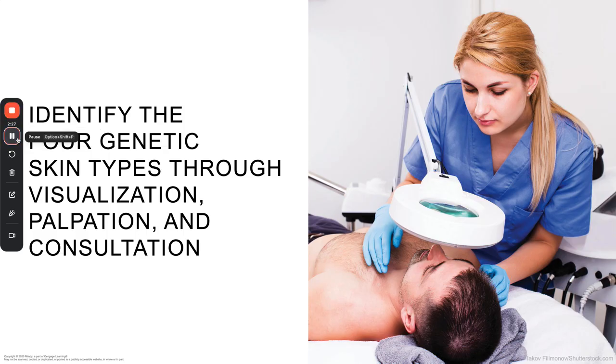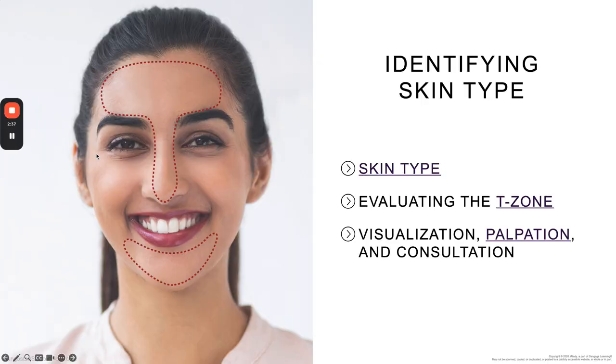Okay, so objective number 2, identify the 4 genetic skin types through visualization, palpation, and consultation. So we're going to start with the definition of a skin type. Skin type is a classification that describes a person's genetic skin attributes. That is the definition of a skin type.